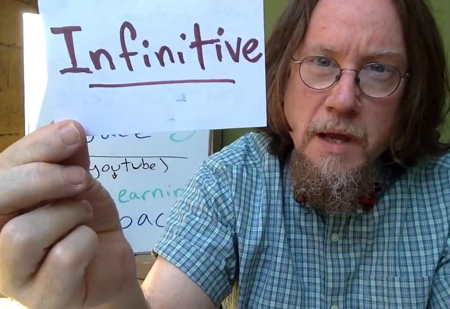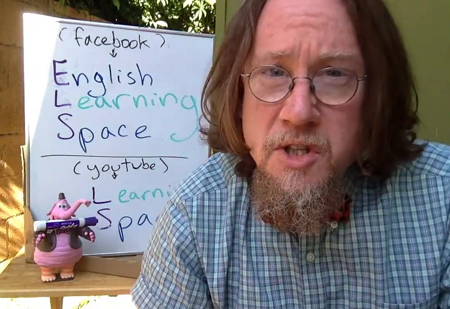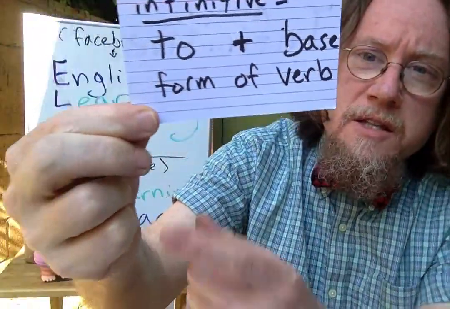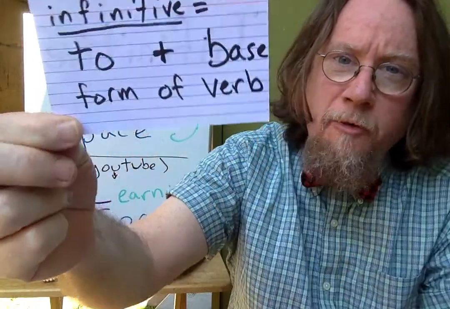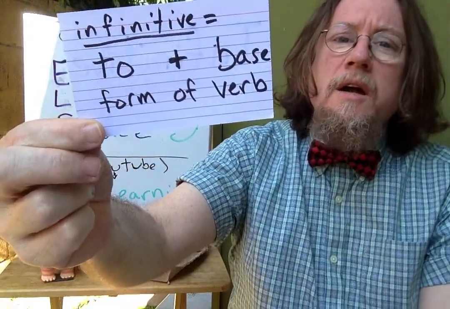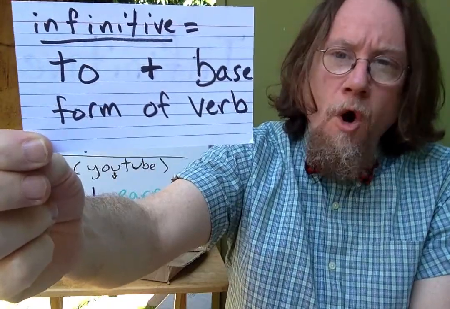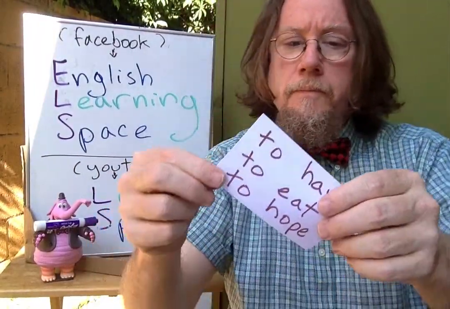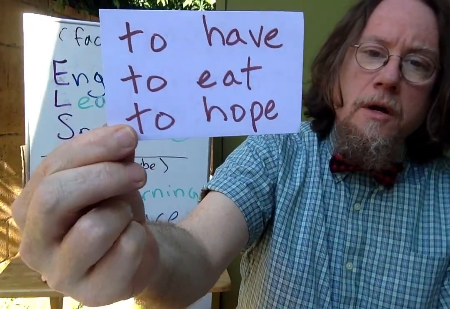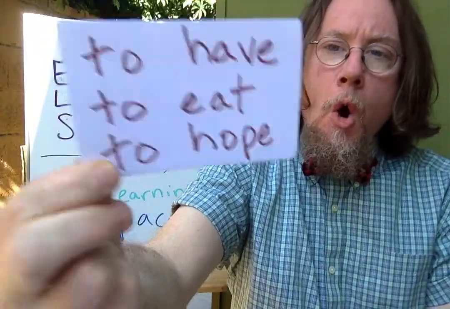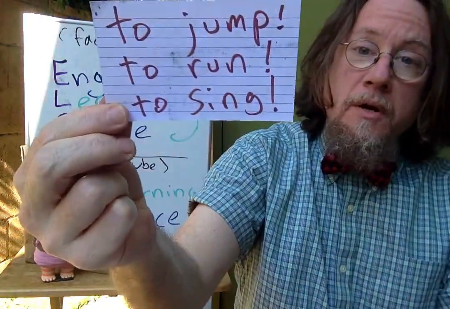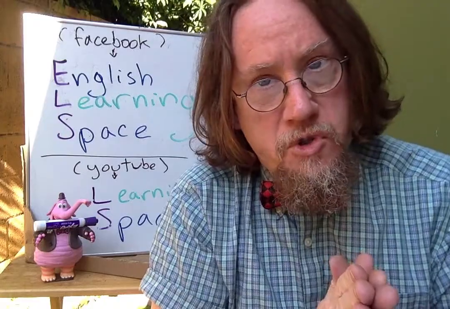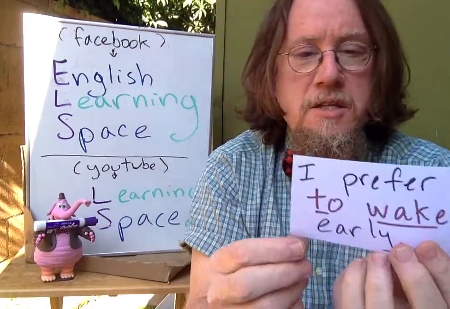Here is infinitives. They are a little bit similar, okay? The infinitive is the to plus base form of the verb, right? To plus the base form of the verb. That's infinitives. For example, to have, to eat, to hope, to jump, to run, to sing. Those are infinitives.